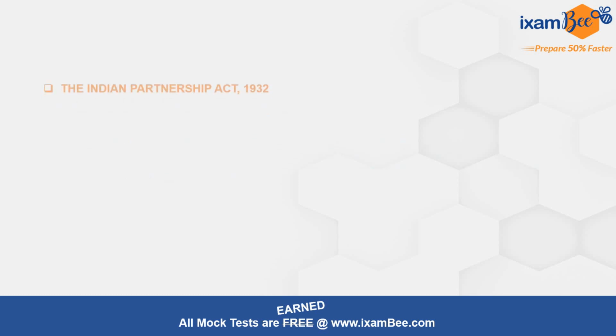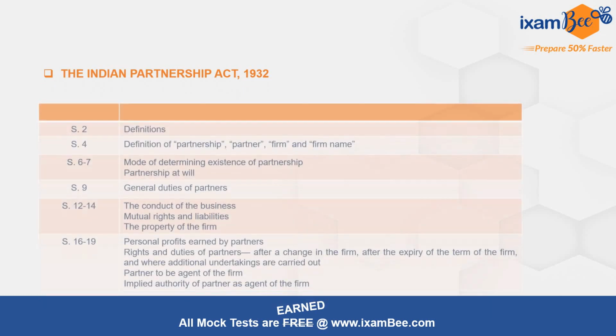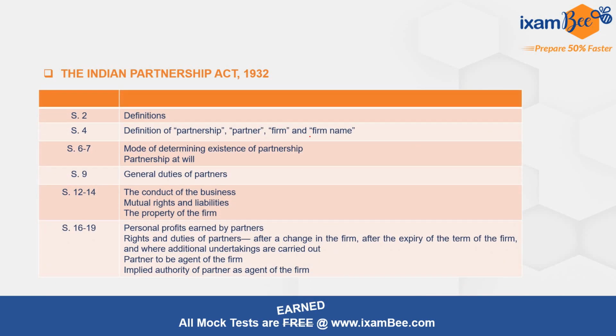Now moving ahead with the important sections you need to focus on in the Indian Partnership Act, you can see over here section 2 that is talking about the various definitions. Then आप section 4 में देख सकते हो कुछ specific definitions like partnership, partner, firm, firm name, all these have been defined in this particular section.